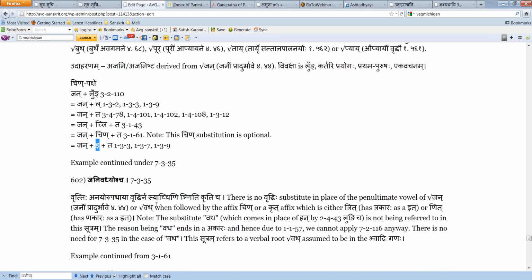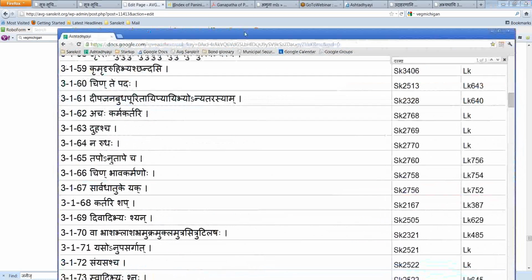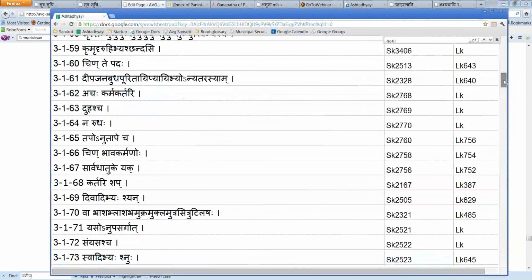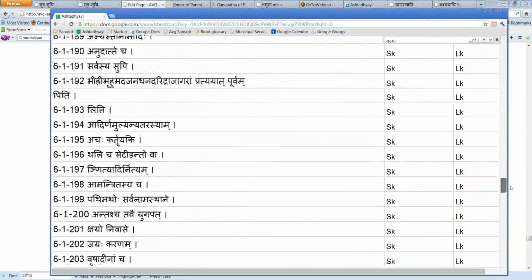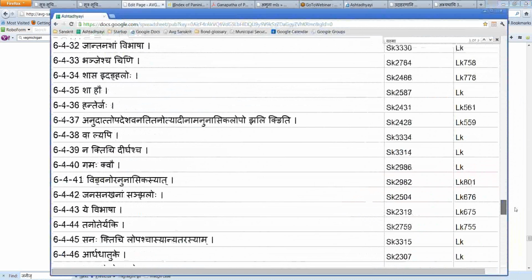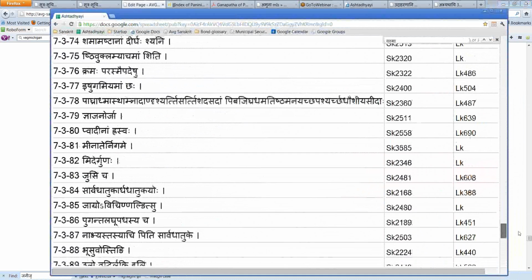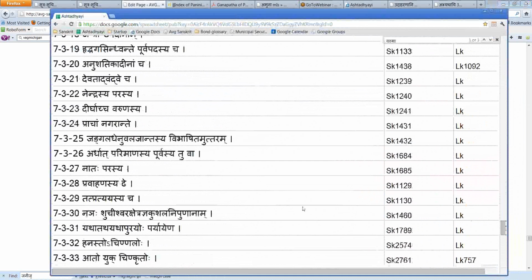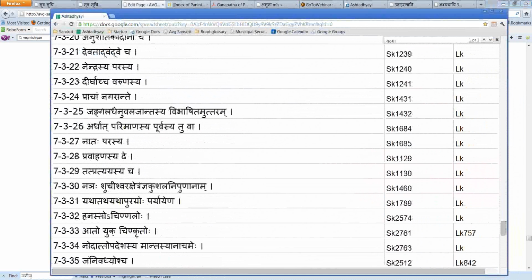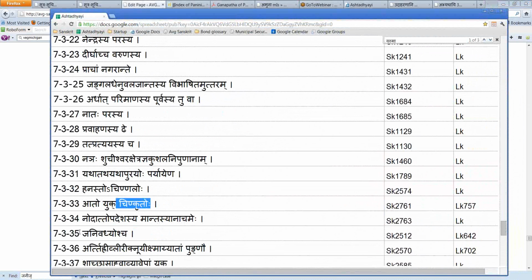Now comes the special sutram: Anayor Upadhayaha Vruddhirna Syat Chini Niti Kriticha. This is a section in the Angasyadhikara which we have seen, this sutram Anasto Chindaloho. Let's look at this sutram, 7332, that is Anasto Chindaloho. Then Atoyuk Chin Krutoho. Again, Ato Chin Krutoho, Chin and Krutoho. The Anuvritti of that comes down into the next two rules over here.